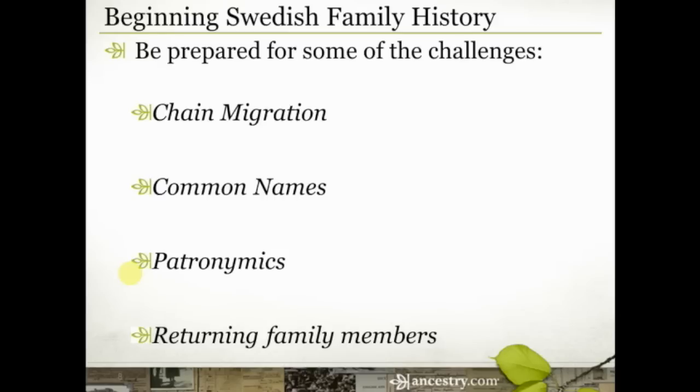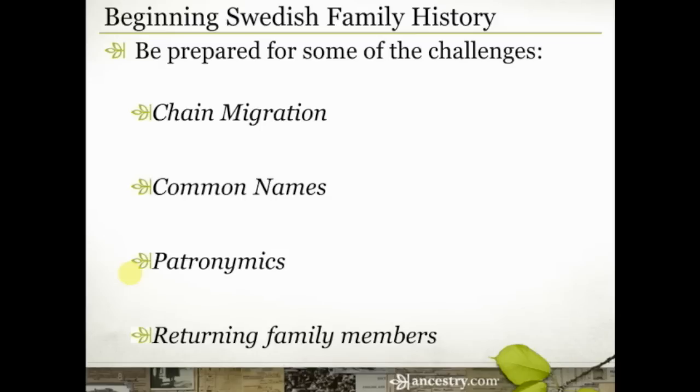Another challenge with Swedish research is that for a very long time, Swedes used the patronymic naming system. For those of you who aren't familiar with that, what that means is that instead of a surname being passed from father to son, or father to children, for example, I'm a Cowan, my father was a Cowan, his father was a Cowan, they would actually change their last name with each generation based on a patronymic naming system.